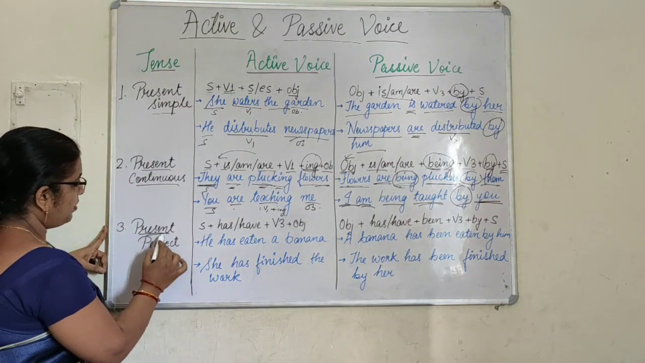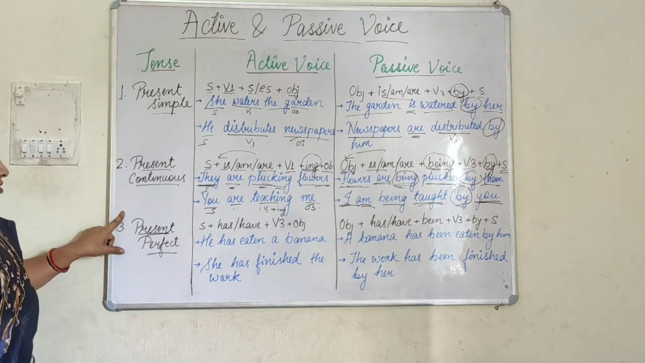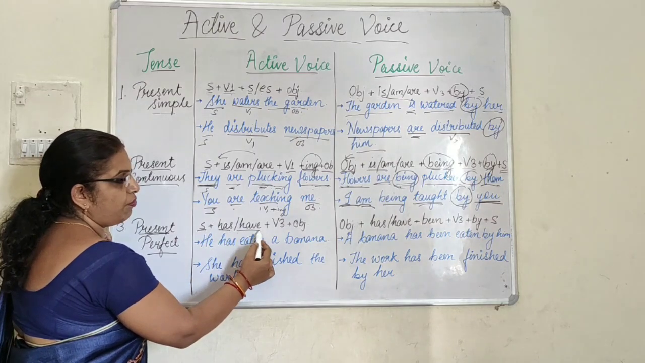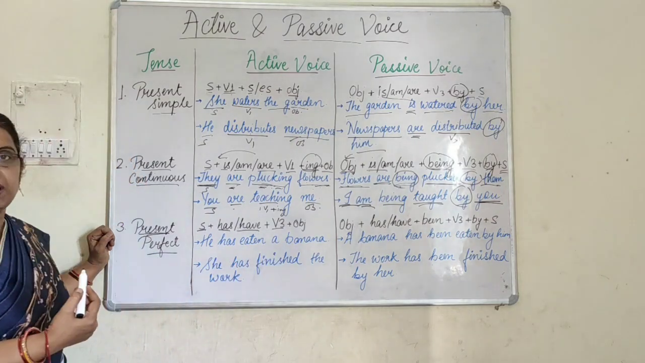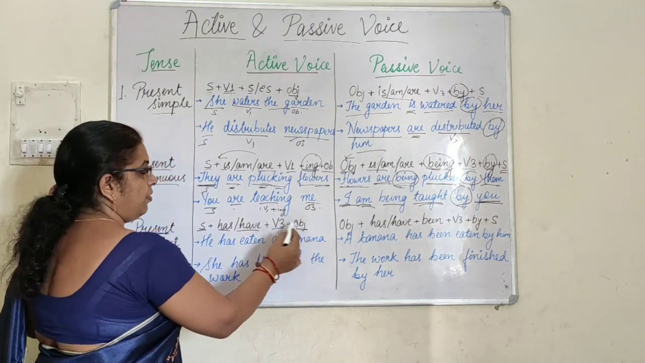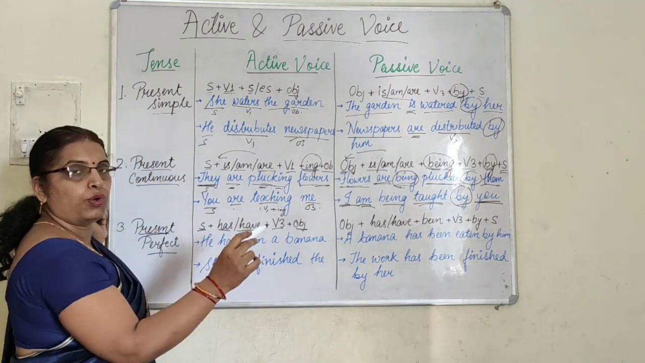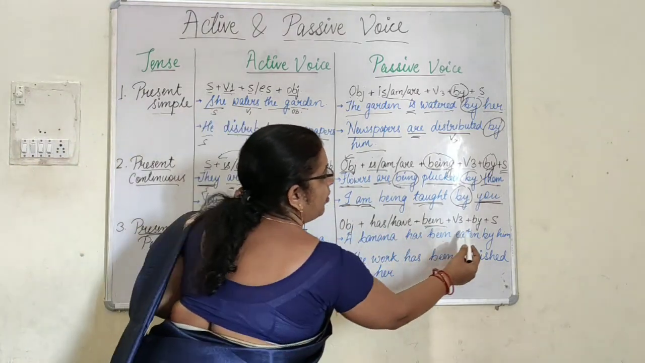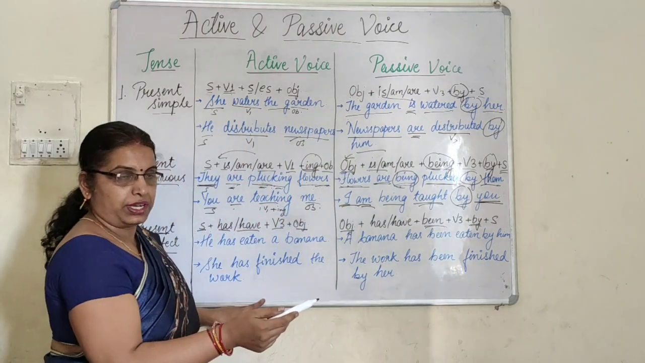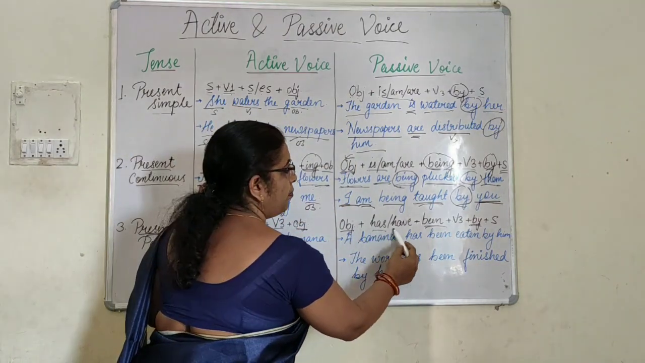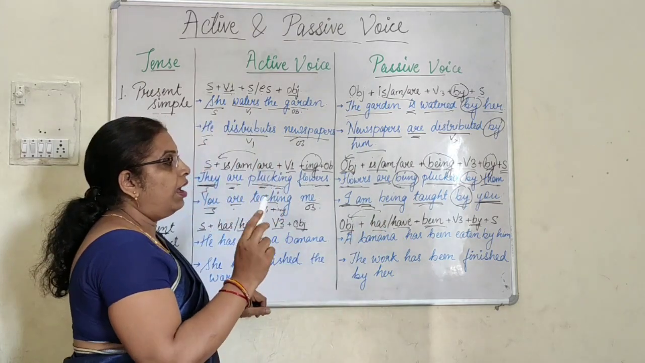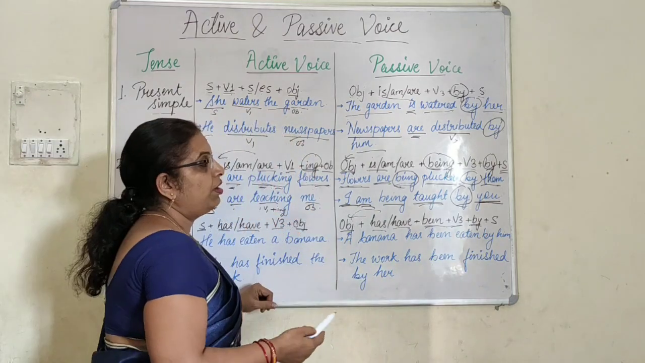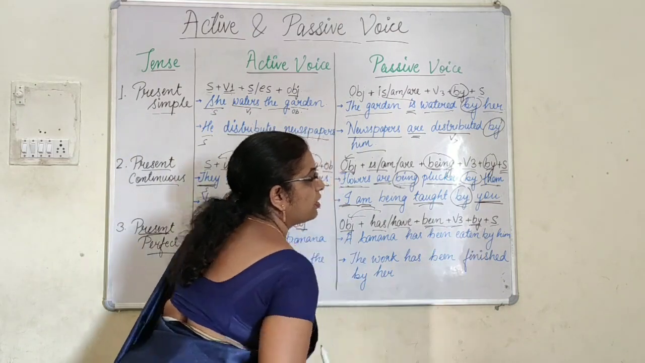Next is the present perfect tense. In the present perfect tense, it is subject with has or have, V3 is already used in the tense, and then the object. When it is changed into passive voice, you have to add "been" here, that is the change, and "by". The object comes in front, then has or have depending upon the object, and "been" is used, the verb third form is used, "by" is used, and the subject comes at last.